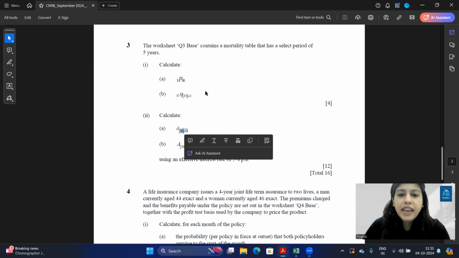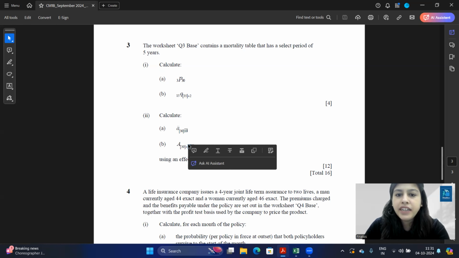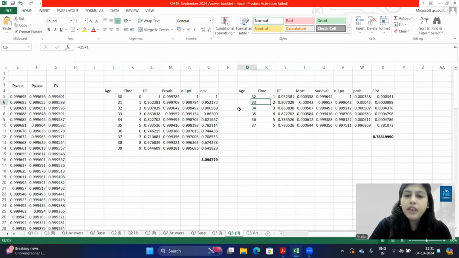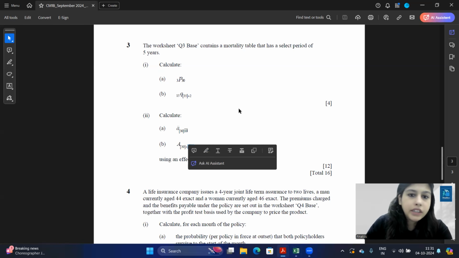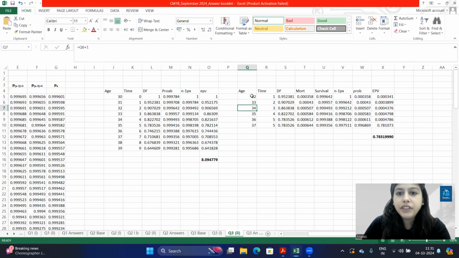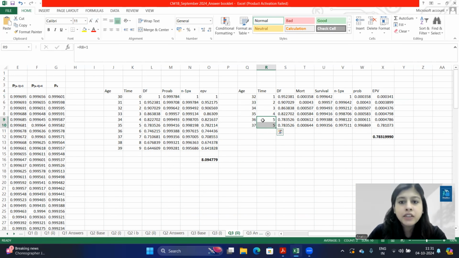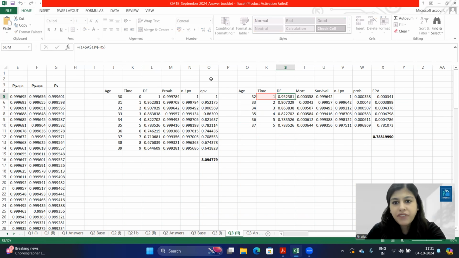Next is A30 plus 2, 5 years. That means the person is currently aged 32, so 32 to 37. Since it is an endowment assurance, we do it for 5 years. The discounting factor is again at 5% calculated as 1 plus i to the power minus 5, that is, 1 plus i to the power minus time.